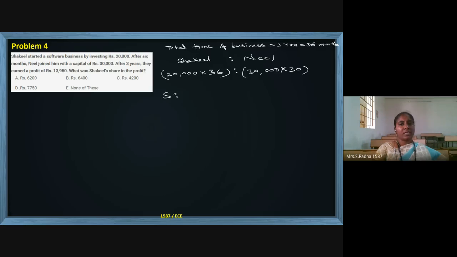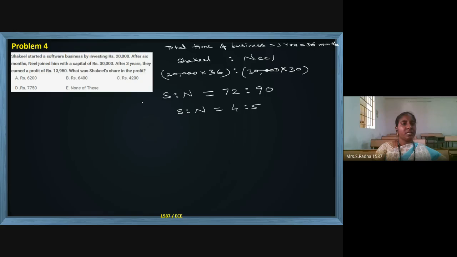So if I cancel out the 4 zeros common, Shakil is to Neil is nothing but 36 into 2 is 72, 30 into 3 is 90. And if you cancel with the 18, the ratio of investment is 4 is to 5.